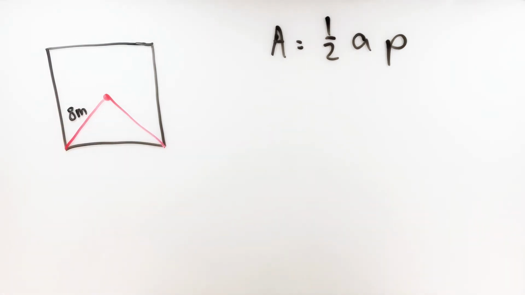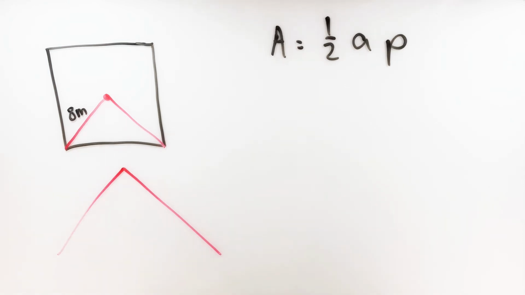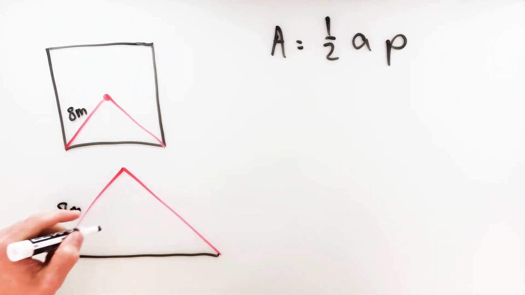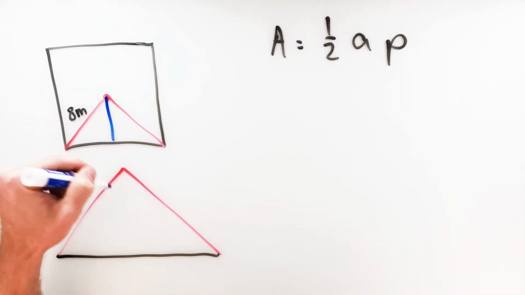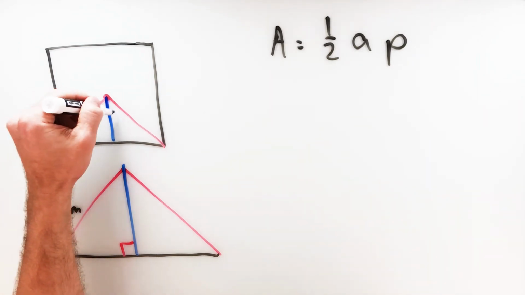But as always, I'm going to start by just utilizing this triangle. So I'm just going to blow it up down here, make it a little bit bigger. We'll say this is 8 meters. Apothem down the middle is right here. And next step is to find the measure of that central angle.